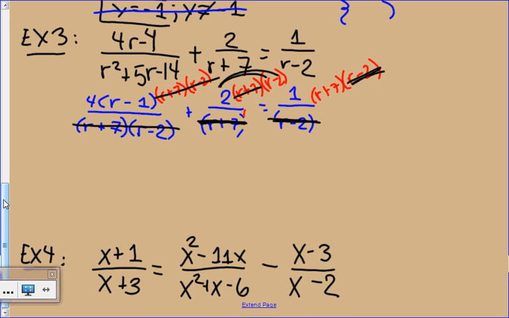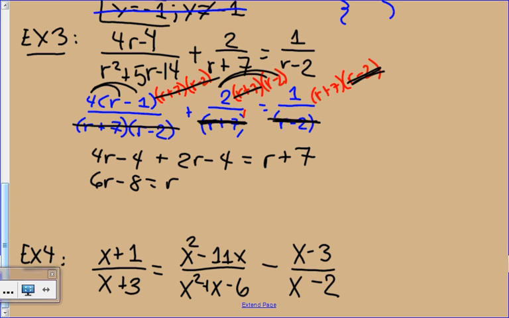Let's go ahead and distribute that 4 through. I don't think we really need this factor. So 4r minus 4 plus 2r minus 4 is equal to... decide for yourself, is this linear or quadratic? So 6r minus 8 is equal to r plus 7. Subtract over an r, 5r, add over an 8. That's it. 15 divided by 5, r equals 3.